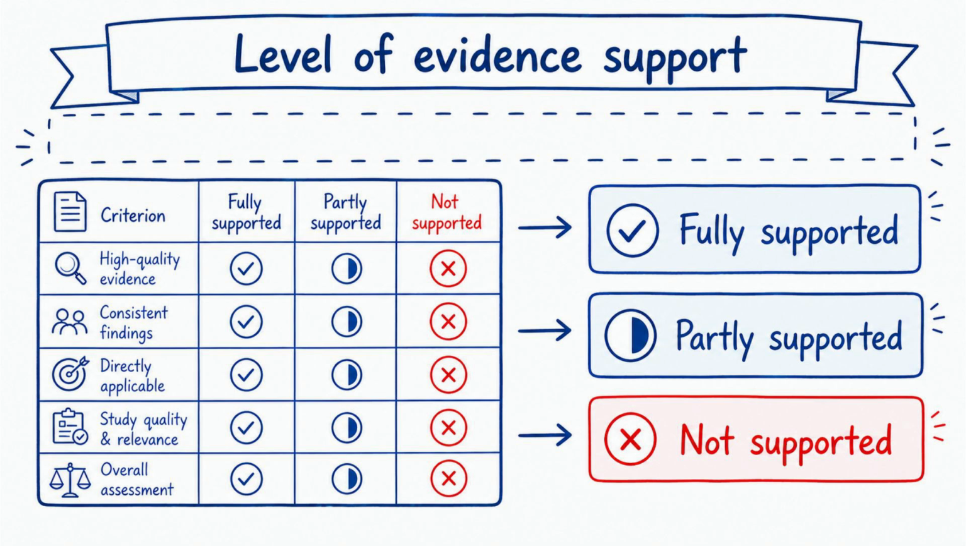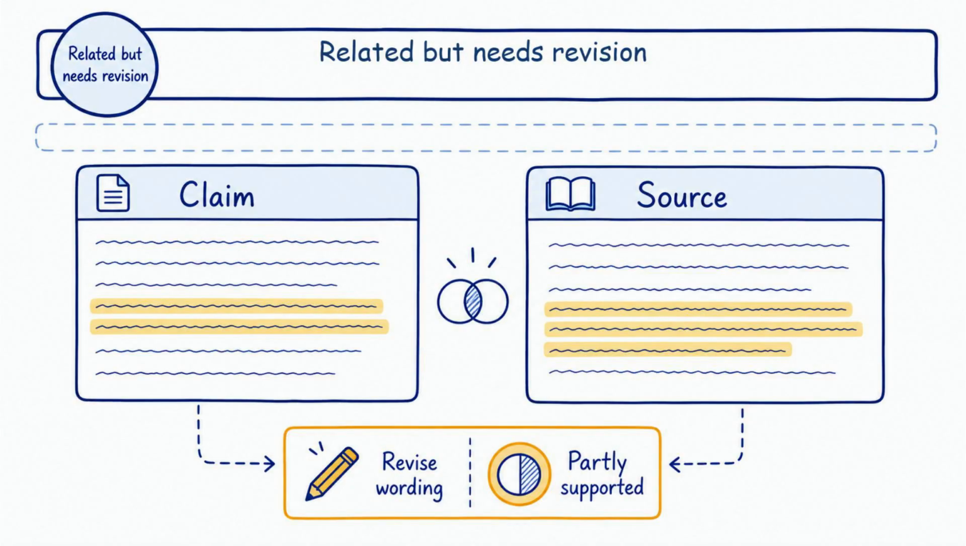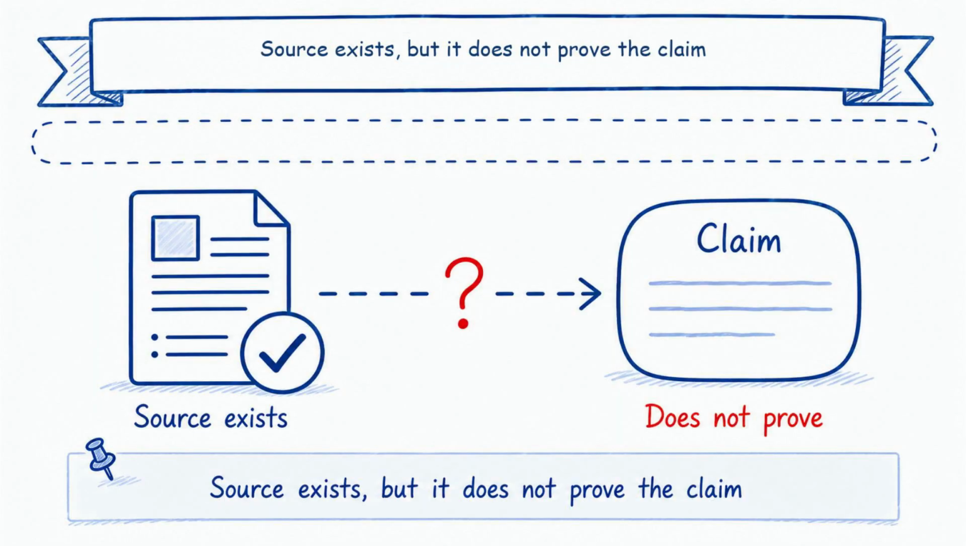After comparing the source with the claim, you can divide the level of evidence support into 3 categories: fully supported, partially supported, and not supported. Fully supported means the original source clearly expresses the same meaning. Partially supported means the source is related, but the AI simplified the idea, exaggerated the conclusion, left out conditions, or used wording that is too absolute. Not supported means the source exists, but it cannot prove the claim.